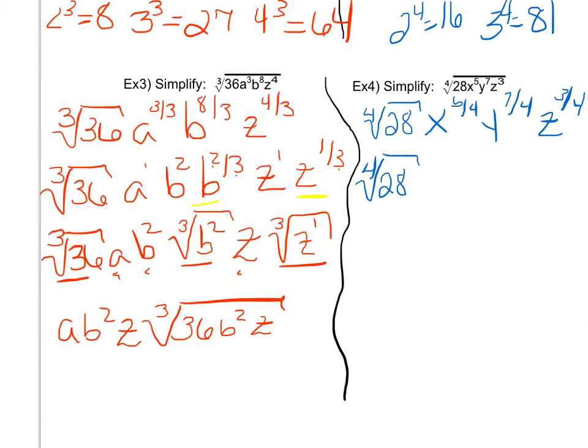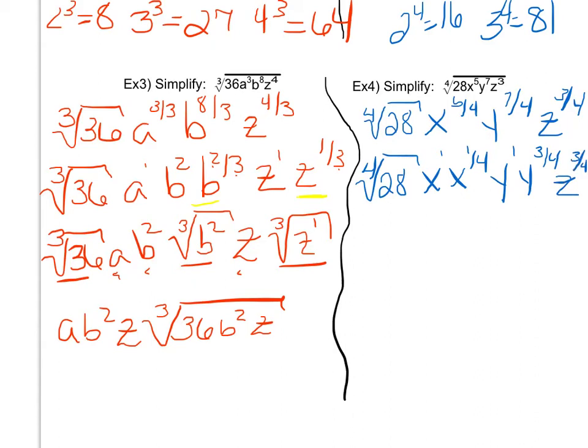I ask myself, how many times does 4 go into 5? It goes in there one whole time with 1/4 remaining. How many times does 4 go into 7? It goes in there one whole time with 3/4 remaining. Because 4 will not go into 3 at all, this is not an improper fraction like these were. This cannot be changed to a mixed number. I'm going to just leave it as z to the 3 over 4.